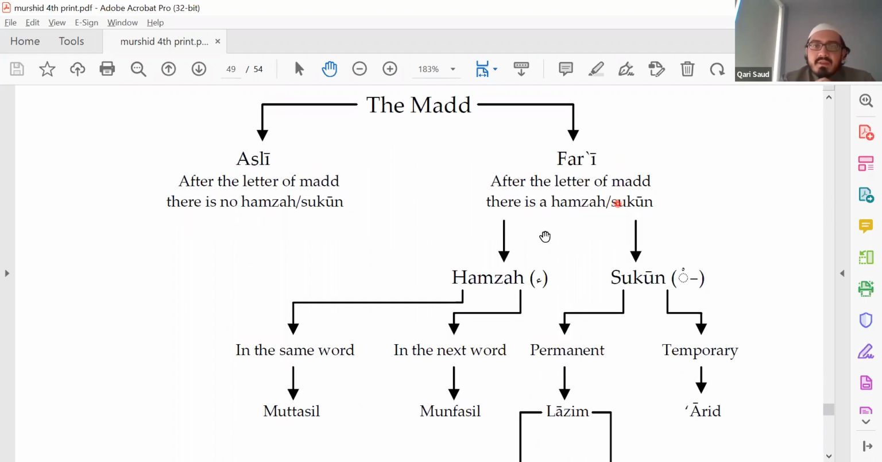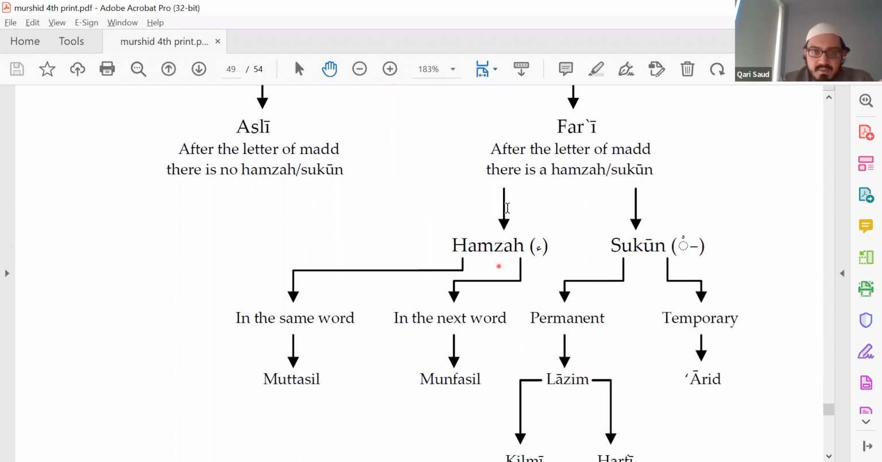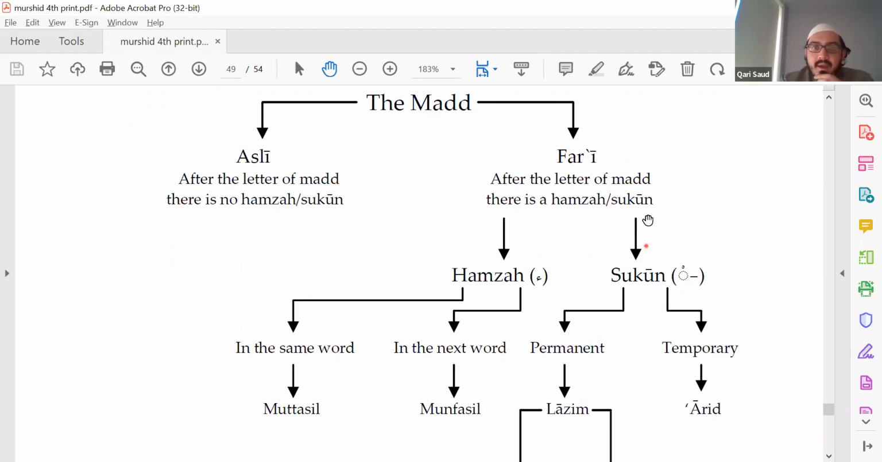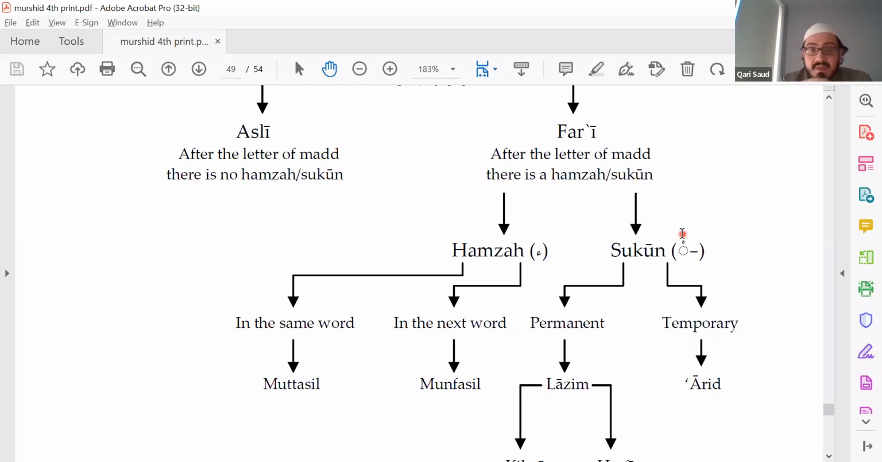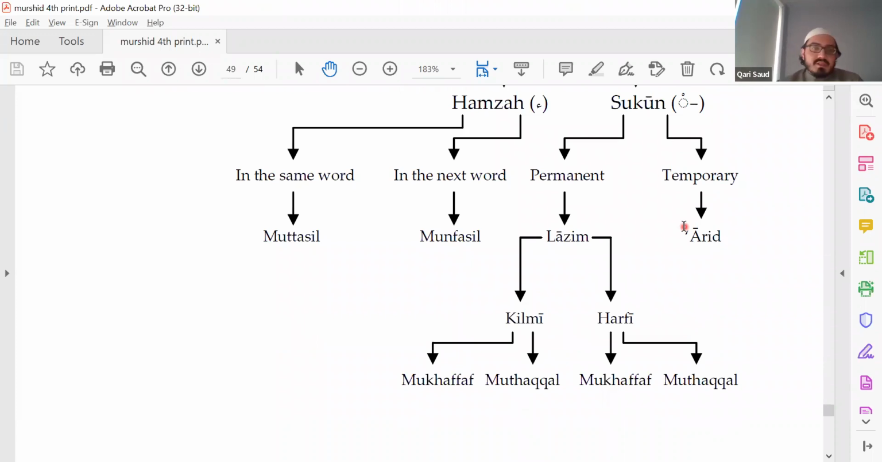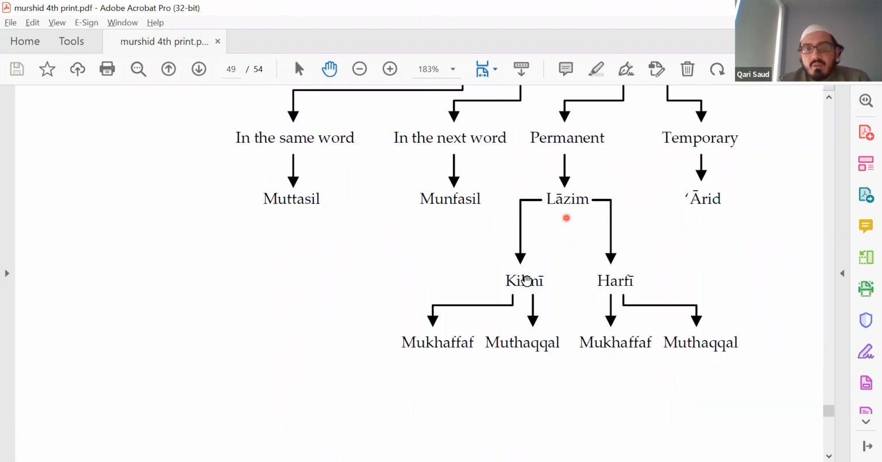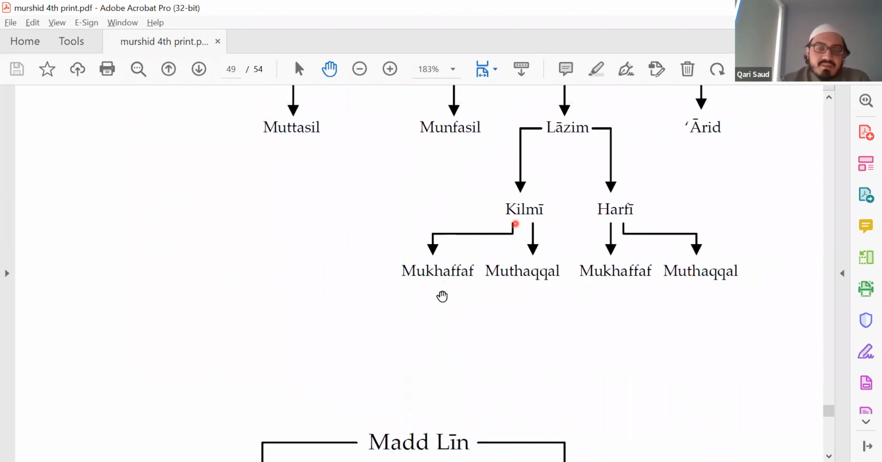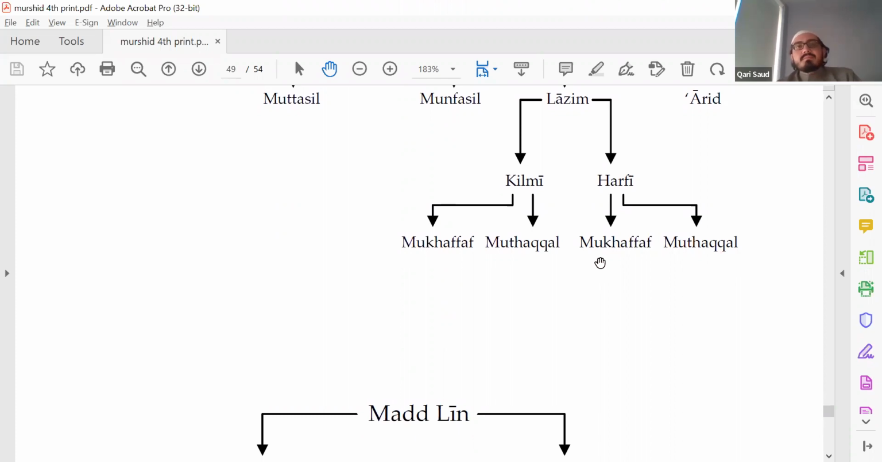Far'i, after the letter of mad, there is a hamza or sukoon. So if there's a hamza, if it's in one word, it's muttasil. If it's in two words, munfasil. If there is a sukoon after the letter of mad, which is alif, waw, or ya, if it's temporary, it's adil. So we can do qasr, tawassut, tul. If it's permanent, it's lazim. Okay. If it's one word, kilmi. If it's idgham, heavy, it's muthaqqal. If it's light, mukhaffaf. If it's harfi, one letter, if it's heavy, muthaqqal, and light, mukhaffaf.